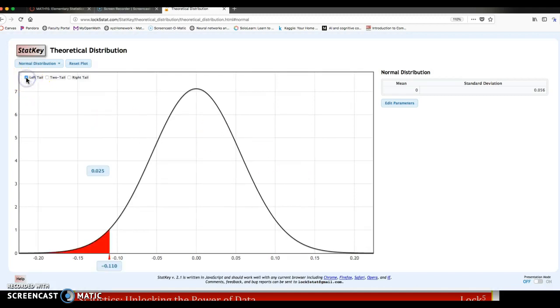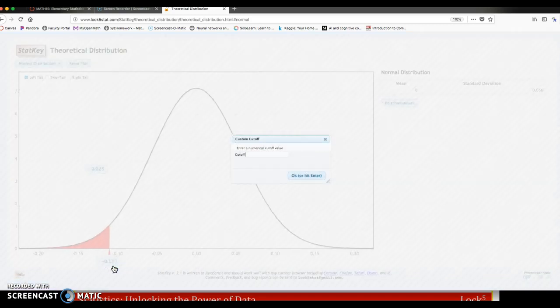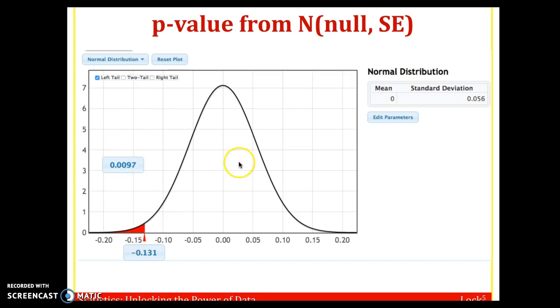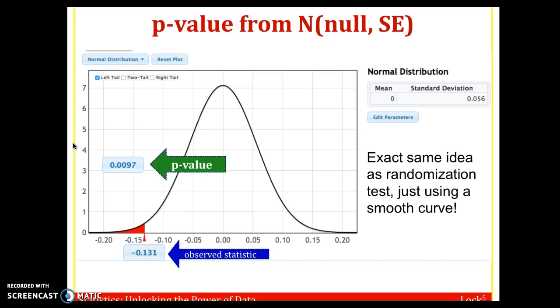And we're doing a left tail test. Down here, we put in minus 0.131. That was from the slide earlier. To get 0.0097. And a picture of this is shown right here. Mean of 0, standard deviation 0.056. This is the statistic that we got, the difference in the proportions, and we have the p-value. So if you remember from before, the p-value is 0.009, not 0.097. It won't be the exact same as the randomization distribution, but it should be fairly close. And it's basically the exact same idea of the p-value approach we've been taking in chapter 4, but it's a smooth curve instead of, you know, kind of a jaggy normal distribution.